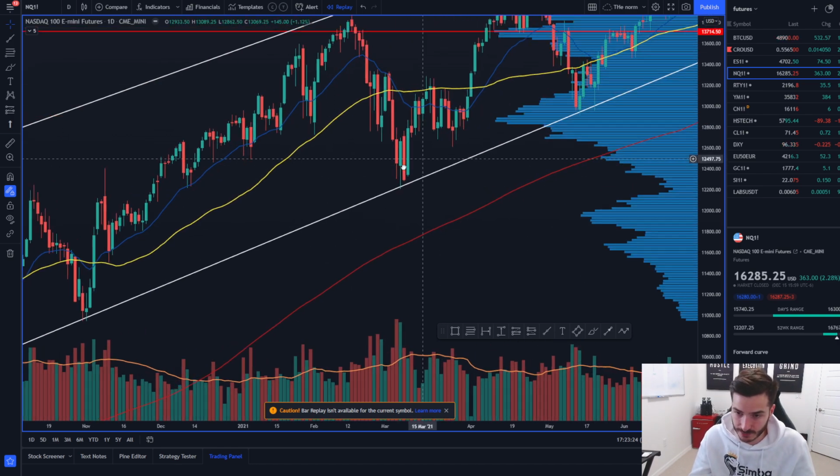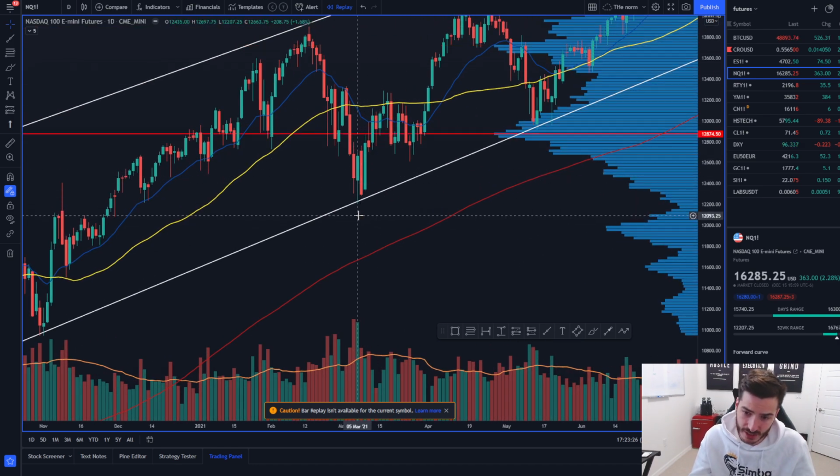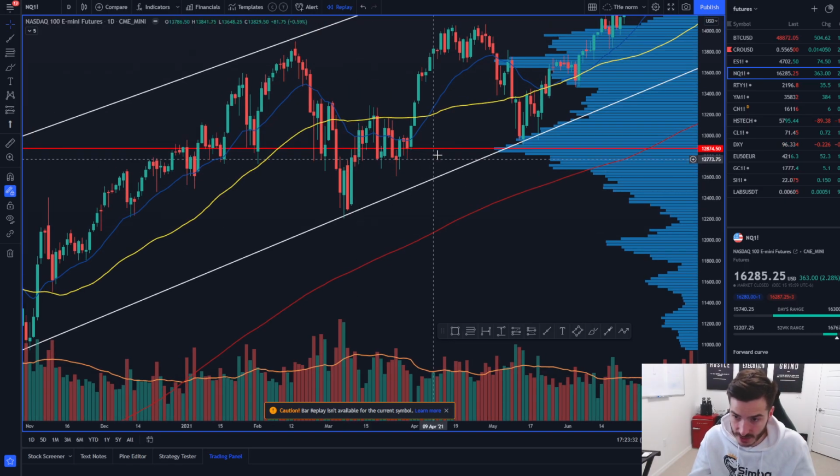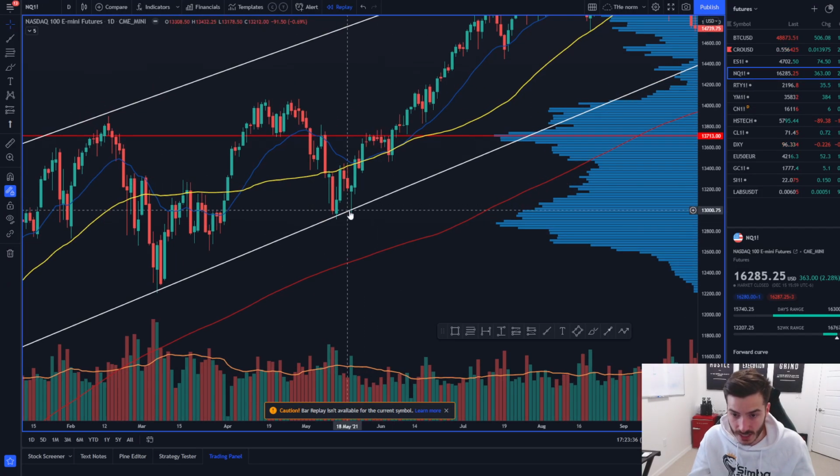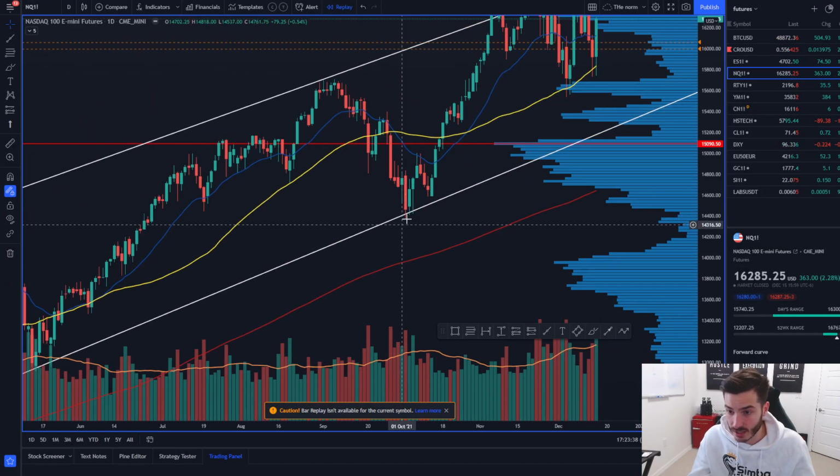Same thing here, right? Could have taken an entry on any of these candles with a stop below the wick. Even if you took it here, your stop's still below this wick, right? It never hit here. Same exact thing. Same thing here, right? Never came below this wick. Same thing here, right? Here we go again.